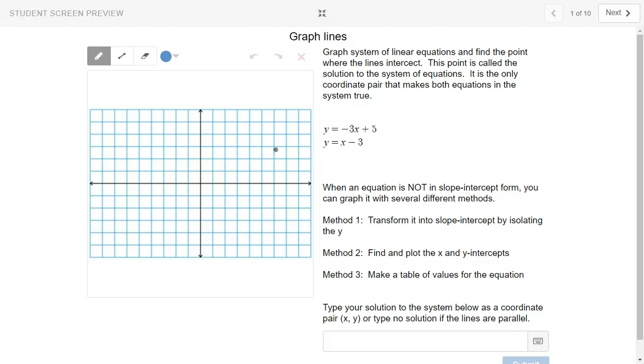Here we go. Number one. Ready? Okay, we're going to start with this first equation, and it is in slope-intercept form. y equals mx plus b. The b is our y-intercept. So we start at the origin here and we count up 1, 2, 3, 4, 5.